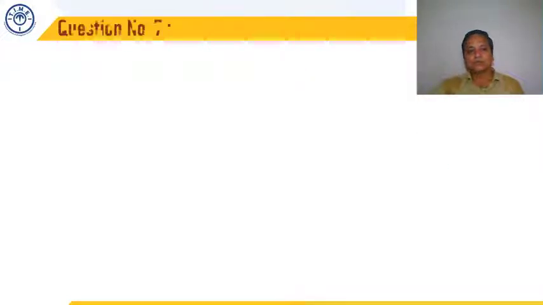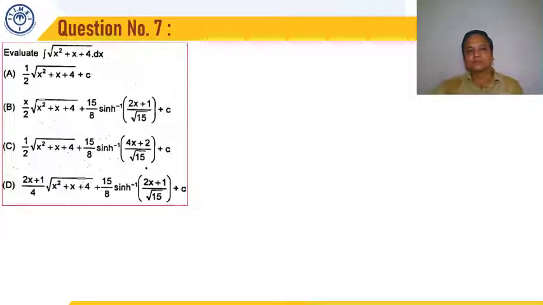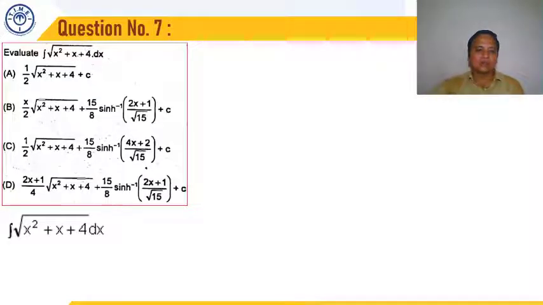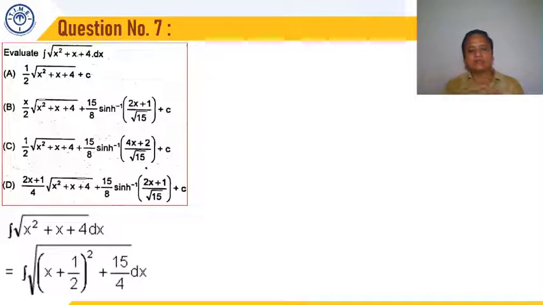Now moving to question number 7 of the handout. It says we have to evaluate the integral of under root of x² + x + 4 dx. We have a quadratic expression inside the square root. So we try to replace it with a standard formula. We want to make a whole square. The x² coefficient is 1. The x coefficient is 1. So we divide by 2, 1/2. We add and subtract the square. 1/4 we add, 1/4 we subtract.